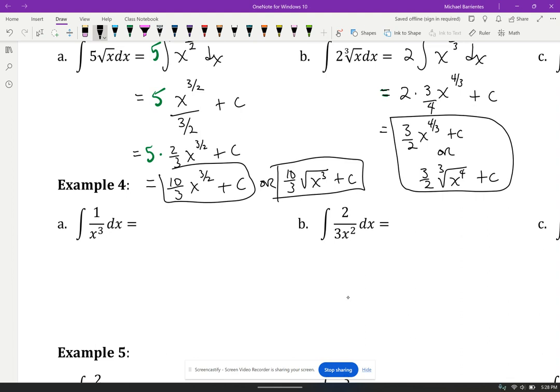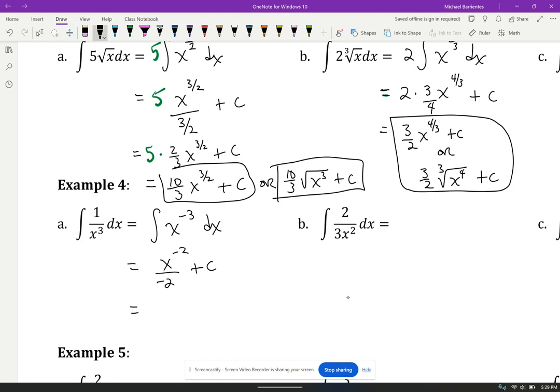I cannot do antiderivatives in the denominator, just like I couldn't do regular derivatives in the denominator. So I'm going to need to rewrite this. This is the integral, or the antiderivative, of x to the negative 3. And now I can do that reverse power rule. Add 1 to the exponent, divide by the new exponent, plus c.